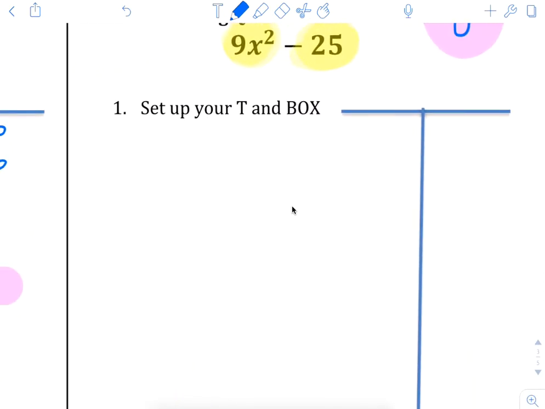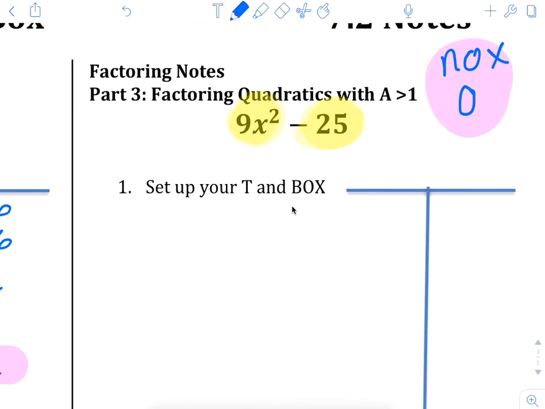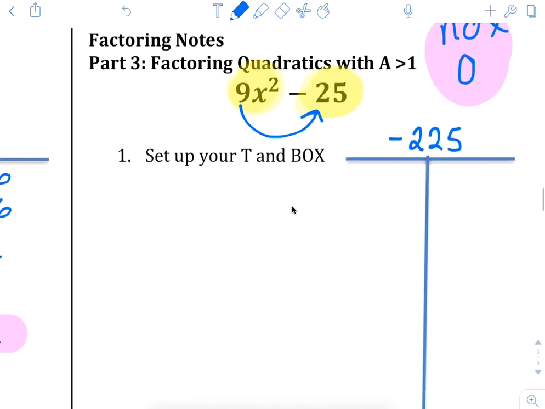And we're going to look at this problem. So here, we don't have a middle number. I need you to be aware that because there's no x's, our middle number is 0. Okay? So let's go ahead and work through this one. Looks like we're doing 9 times a -25 makes -225. Now that's a big number, and that's okay. We're going to go through it one at a time, okay?